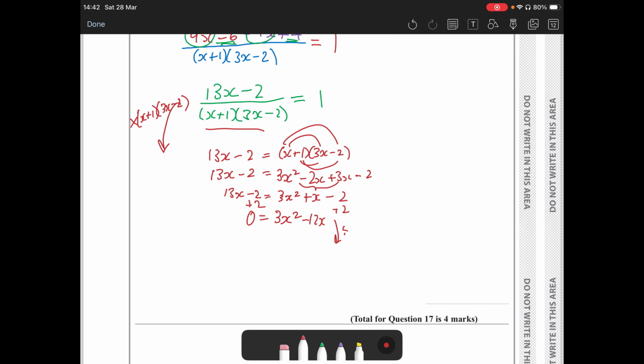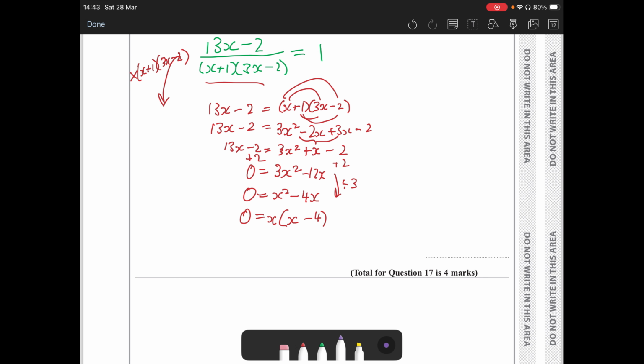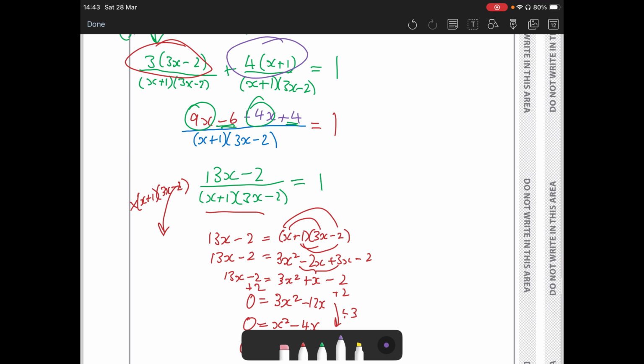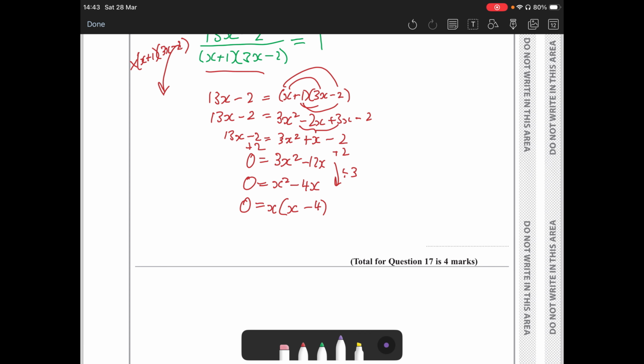equation now. To make your life even easier, divide everything by 3. Notice how everything's in the 3 times tables. 0 divided by 3 is nothing. 3x squared divided by 3 is x squared. Take away 12x divided by 3 is take away 4x. Now factorize, right? Bring the x out your brackets. Boom. x minus 4. So look at where we are right now. We are on the home straight now. There are two solutions. Either x is 0 or x is 4.